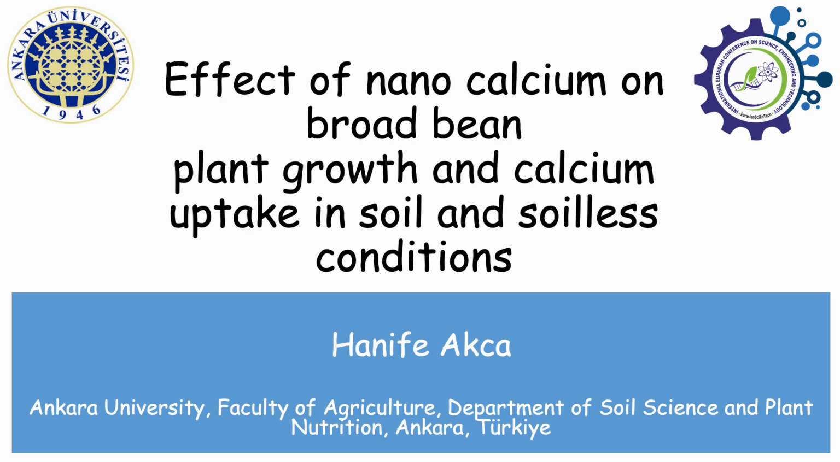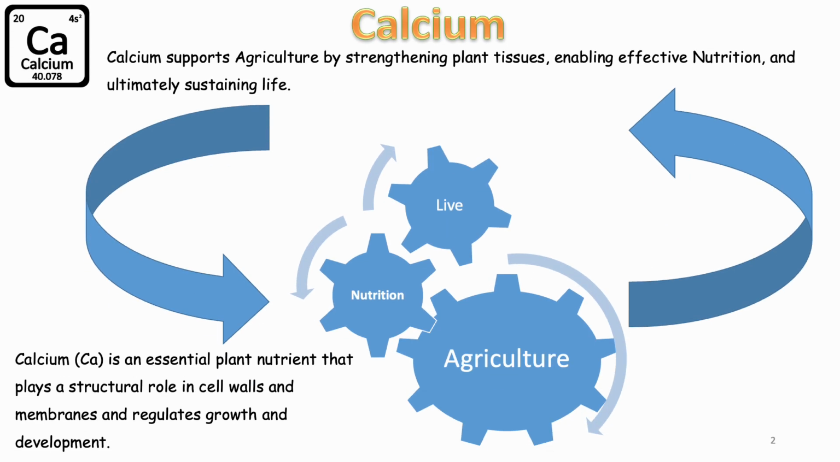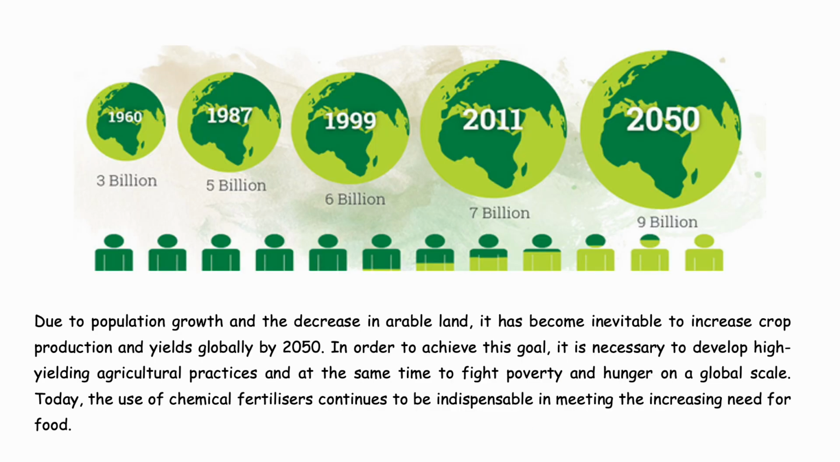Okay, let's start. As you know, calcium is a key nutrient for plants. It helps build strong cell walls and membranes. It also regulates growth and development, especially in young tissues. With a growing population and shrinking arable land, boosting crop yields by 2050 is essential. To meet this challenge, we need more efficient farming practices and must also address poverty and hunger. Chemical fertilizers still play a key role in ensuring global food security.